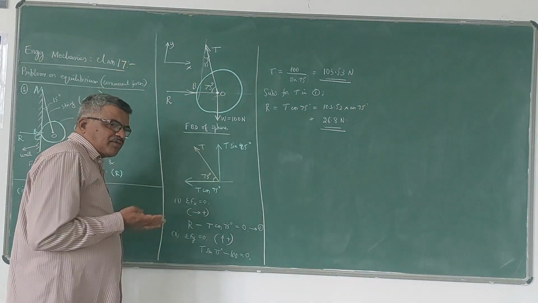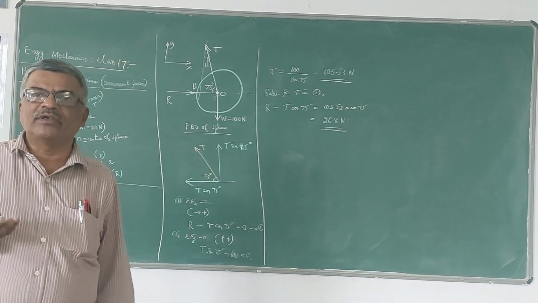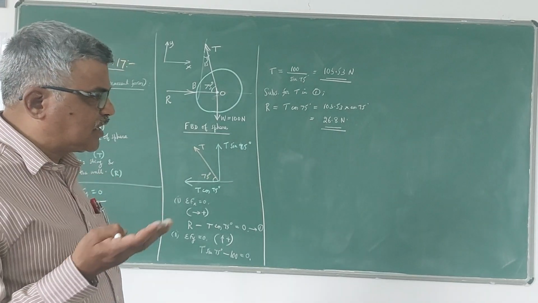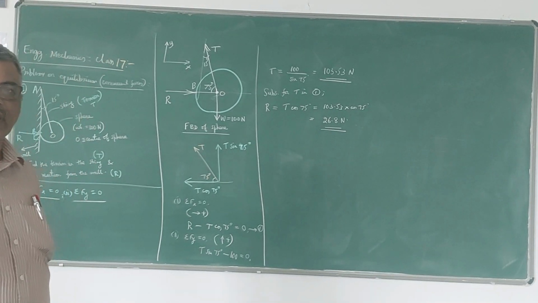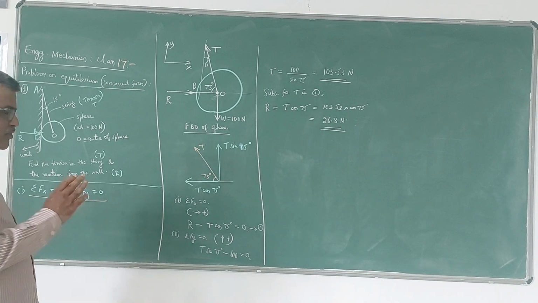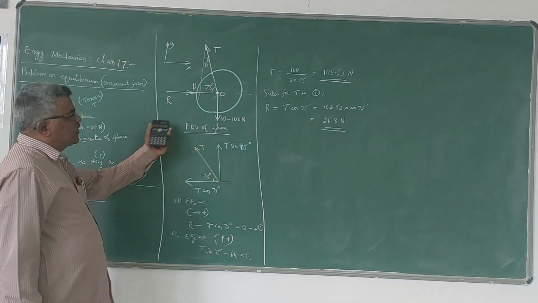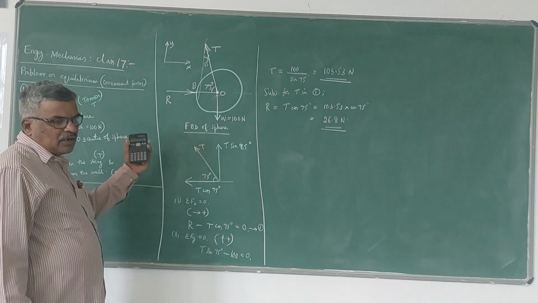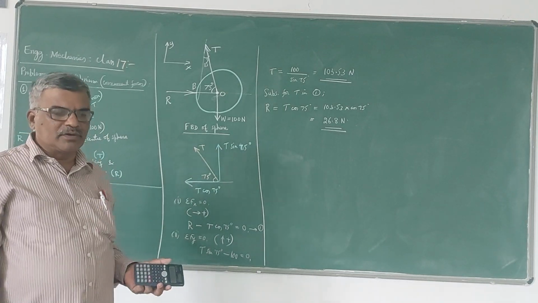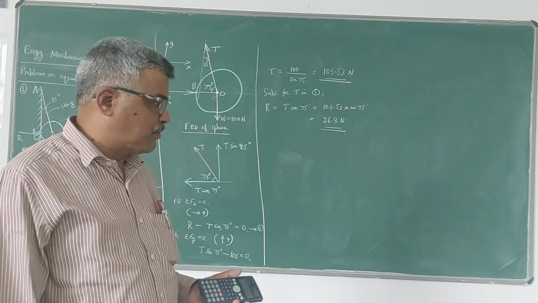If it is a rough surface, then we will be having frictional force also, which comes into effect in the case of dynamics problems, when the body is moving. Now, this is how we have to solve a problem of equilibrium of concurrent force system.